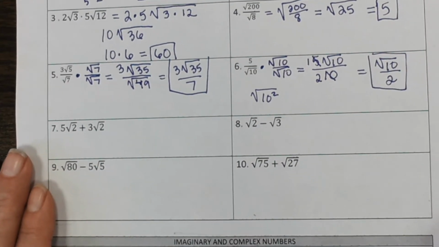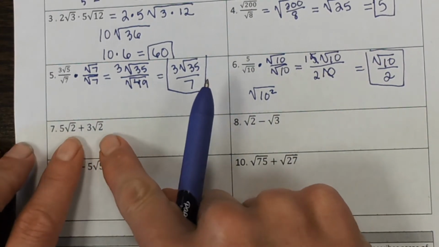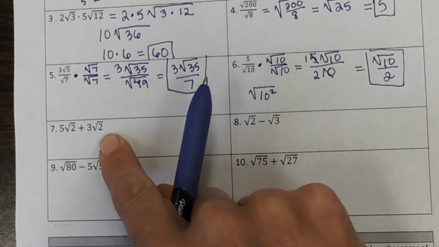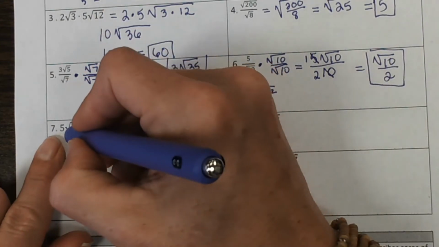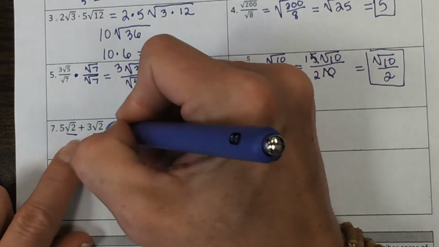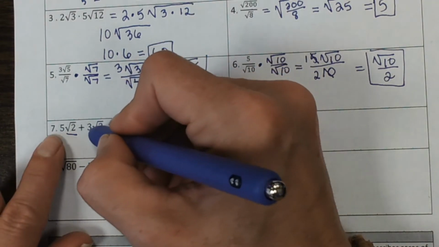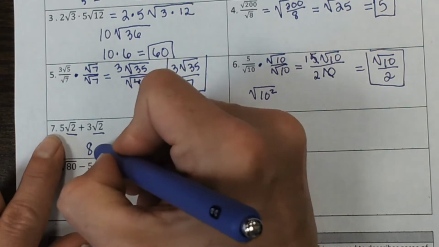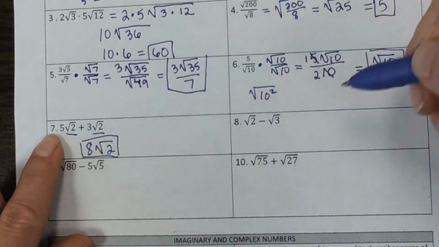Okay, now I'm looking at adding or subtracting radicals. So the only time I can add or subtract radicals is if they are the same radical. Because these have the same radicand, the 2, then I can just add the coefficients. So 5 plus 3 is 8 root 2, and that is as simplified as it gets.